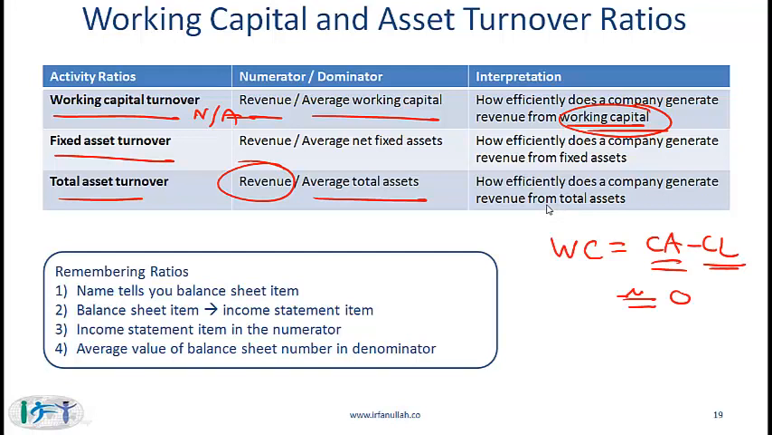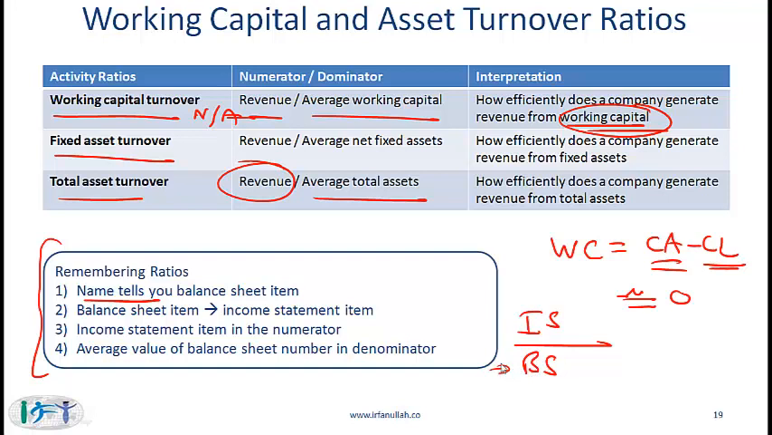We have looked at several ratios, and you might be wondering how you can remember them. I'll give you a very simple technique that will make it easy for you. The first point is that the name tells you the balance sheet item. Notice that in all these ratios, you have an income statement item in the numerator and the balance sheet item in the denominator. With the receivables turnover ratio, we have average receivables over here. With the total asset turnover ratio, we have total assets over here. So clearly, you know the balance sheet item based on the name.